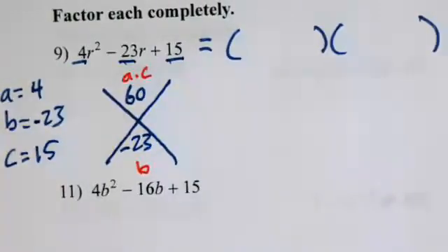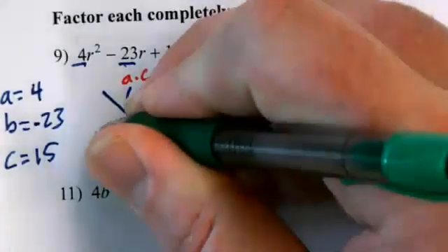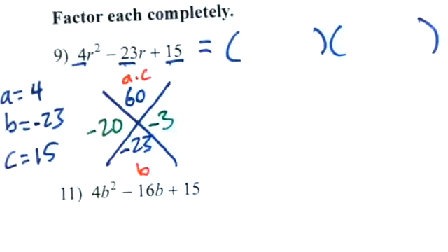20 and 3. 20 times 3 is 60. 20 plus 3 is 23. Oh, you want to make them both negative, though. Negative 20 and negative 3. Yeah, that works.